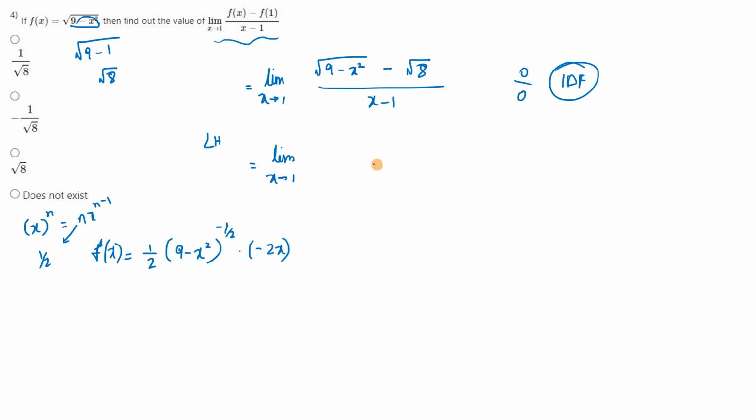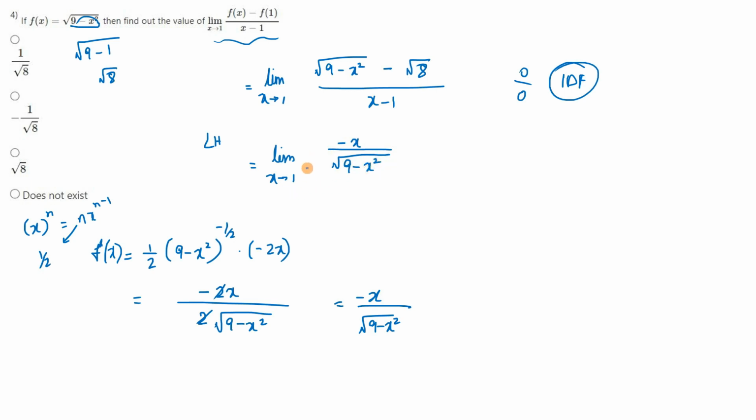Also, if we simplify this, we'll have minus 2x divided by 2 into square root of 9 minus x square. 2 and 2 will be cancelled. What's remaining is minus x divided by square root of 9 minus x square. We can substitute this for the numerator, minus x divided by square root of 9 minus x square.